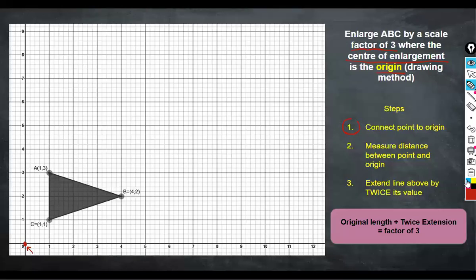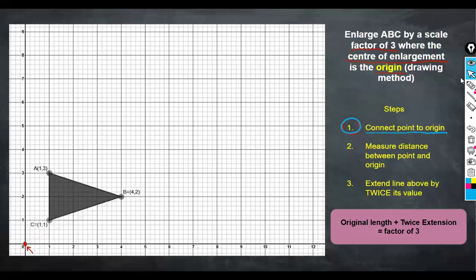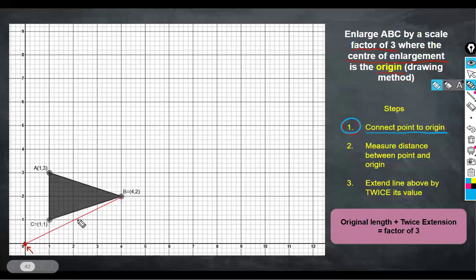Let's follow the steps here. Let's see if I get a different color. The first thing is that you have to connect a point to the origin. So let's see which point I'm going to connect to the origin first. I'm going to start off with point B. It doesn't matter which point we do. You see what I did? I take my ruler and I connected B to the origin.